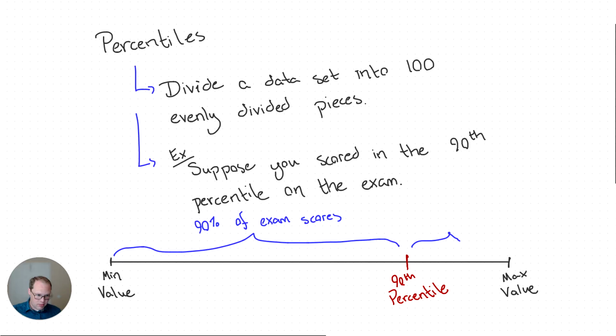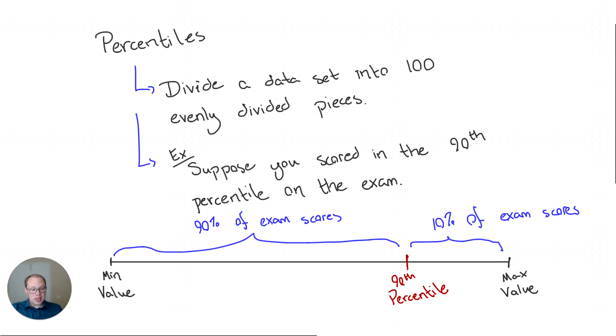And this right here, if I can draw it right, this then would be 10%, right? Because you need 100%. If 90% are below, then 10% are above. So 10% of exam scores.